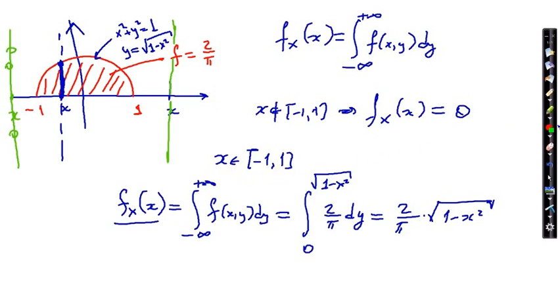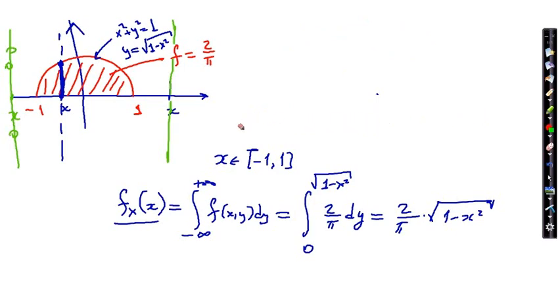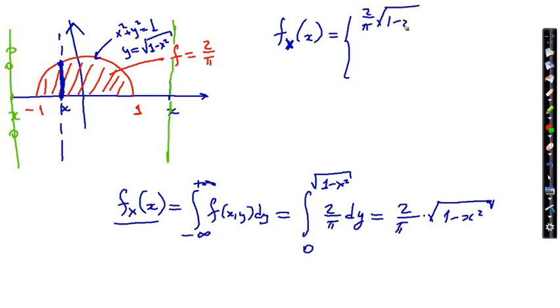So I'm erasing this part and I'm writing what we have obtained for our f. So f was the following. The marginal PDF of x is 2 over pi times the square root of 1 minus x squared if x is between minus 1 and 1, and 0 otherwise.